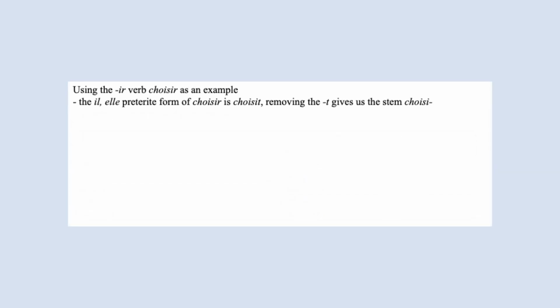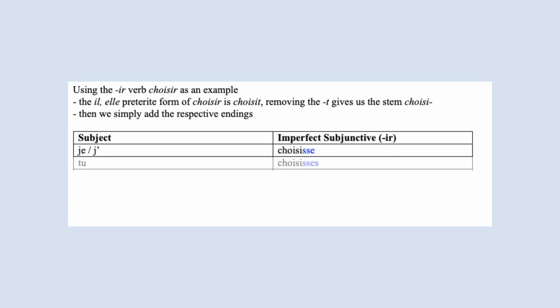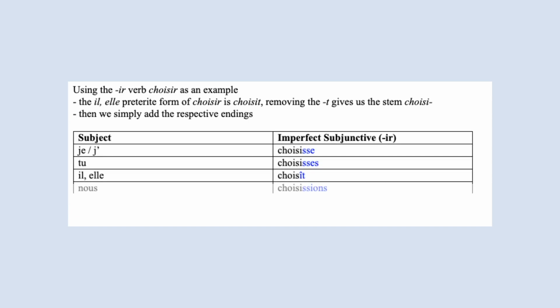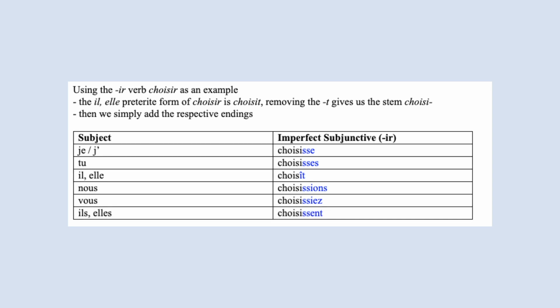For choisir, its il, elle preterite form is choisit. We remove the T, giving us the stem choisi. And to this we add the respective imperfect subjunctive endings afterwards. Choisisse, choisisses, choisît, choisissions, choisissiez, choisissent.